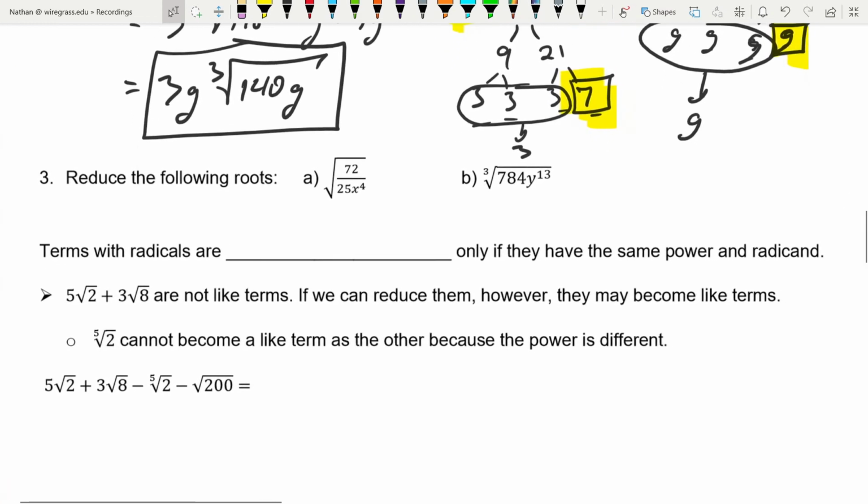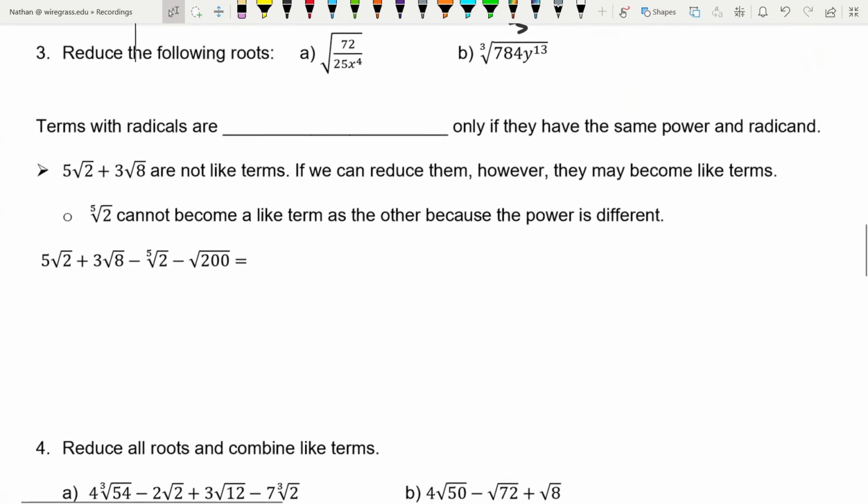Okay, so for radical expressions, terms that have radicals in them are only like terms if they have the same power and radicand. You have to have both of those things to be able to combine them into one term. So for instance, 5 root 2 and 3 root 8 have the same power of the radical, the square root, right? But they do not have the same radicand. Root 2 and root 8 are not the same thing.